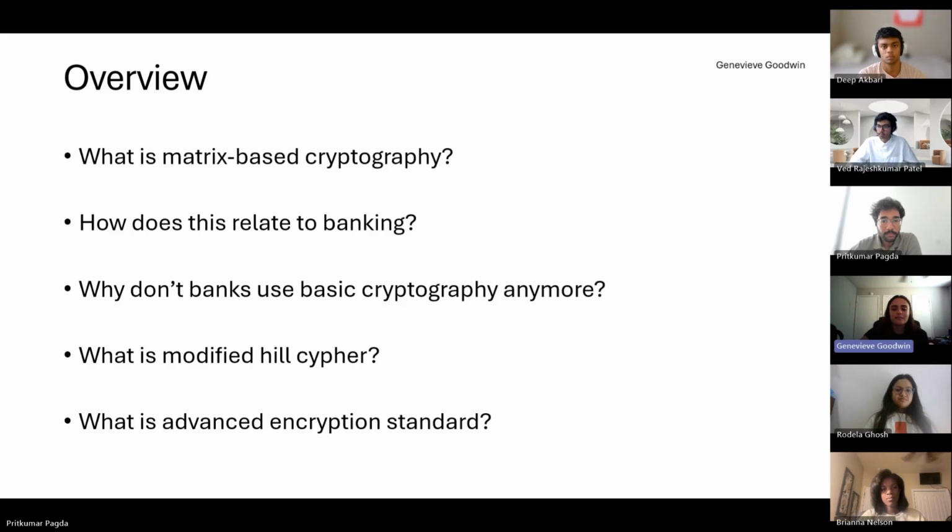So those are going to be about the more basic methods and the past methods that we used to use. Then we'll move on to why don't banks use basic cryptography anymore? And after that, we'll move forward to some of those more advanced techniques, which are modified Hill cipher and advanced encryption standard.